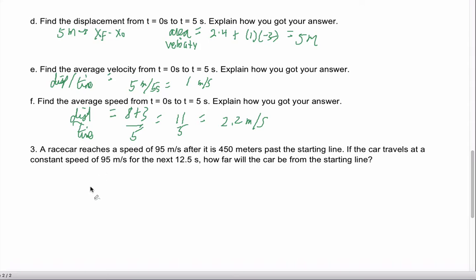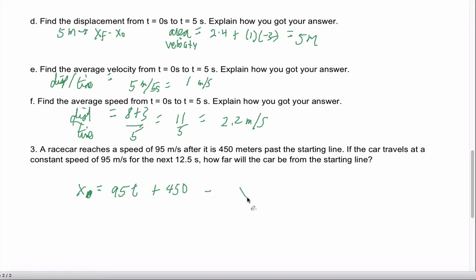Lastly, I have a race car traveling, and let's just write its equation down. 95t plus 450, and we want to know where it's going to be after 12.5 seconds goes by. Sorry, that's just plain old x.